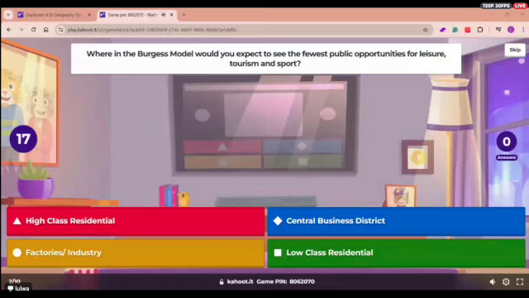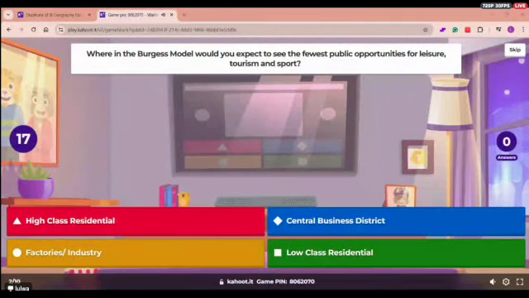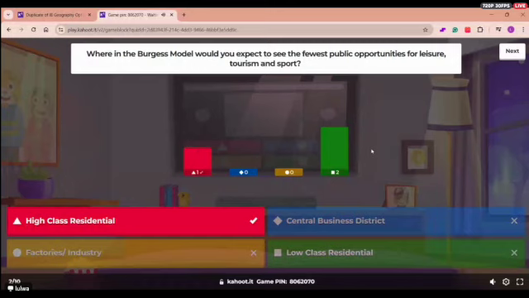Yeah, this is a really hard warm up. Nice. Okay. You got it, but it's okay. The reason why high class residential would have the least public opportunities, it's more like public transportation and such. It's because they're usually found in the suburbs of the city. So that's why there would be less connection to there.